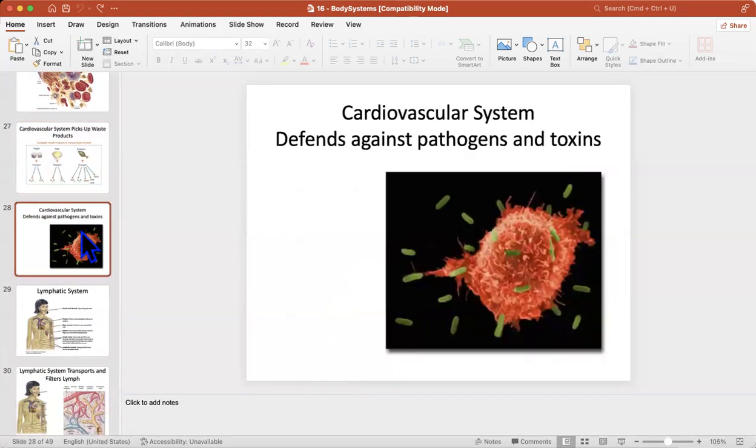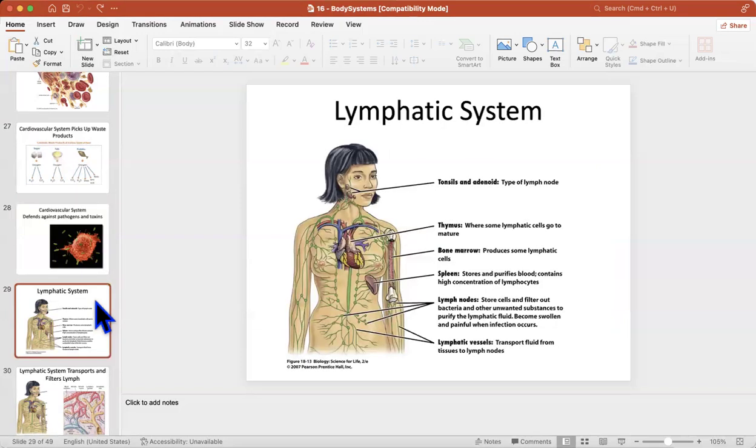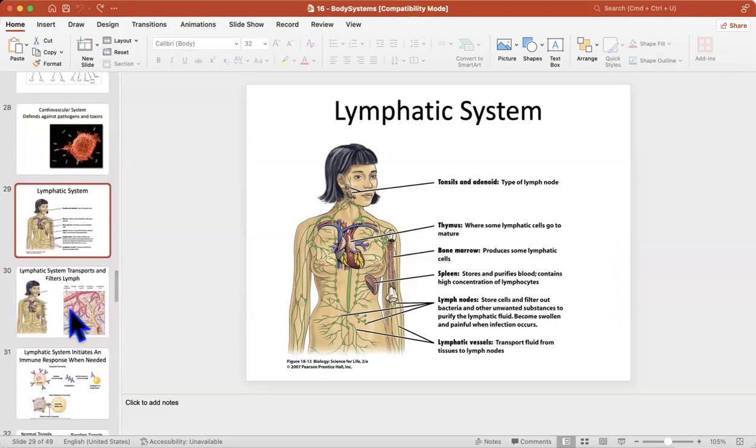And the cardiovascular system also helps you defend against pathogens and toxins. So that's the white blood cell function. And white blood cells also belong to the next system. It's called the lymphatic system. So you have lymphocytes. That's one kind of white blood cell. The lymphatic system defends your body. That's your defense system. They fight pathogens.